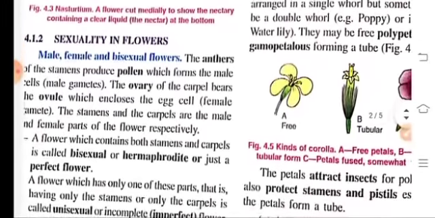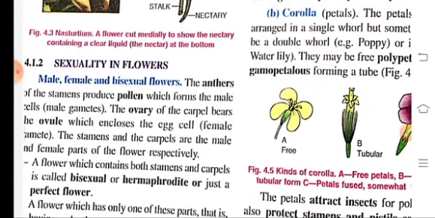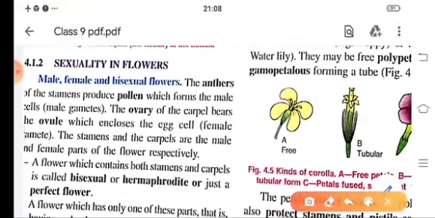Now come to the sexuality in flowers. Sexuality in flowers means male, female and bisexual flowers. Now the anthers of the stamens produce the pollen grains, which form the male gametes or the male cells. Now the ovary of the carpel bears the ovules, which form the egg cell or the female gametes. Now the stamens and the carpels are the male and the female parts of the flower. So if the flower has both the male and the female parts, it is known as bisexual or hermaphrodite, or just a perfect flower. So what is a hermaphrodite flower? That means male and female, both parts are present on the same flower.